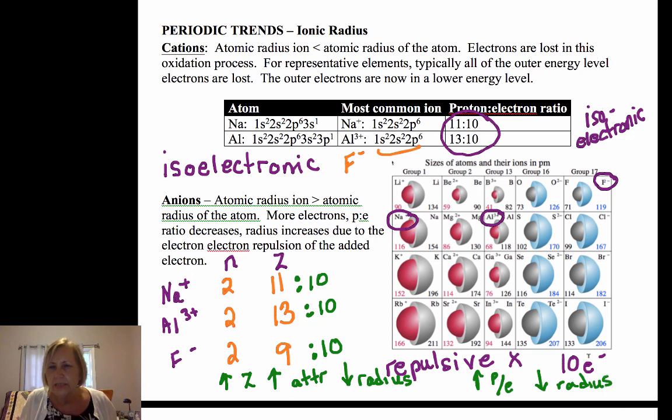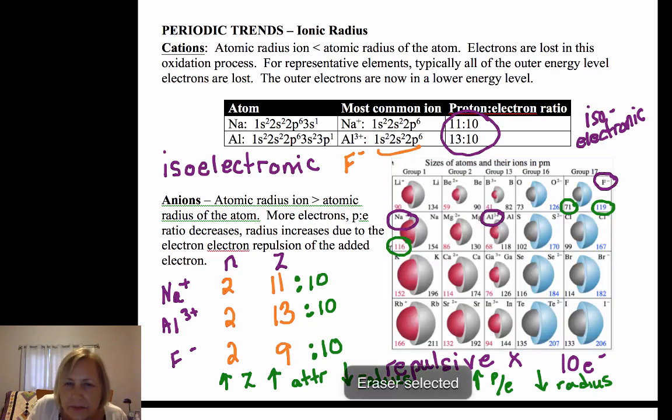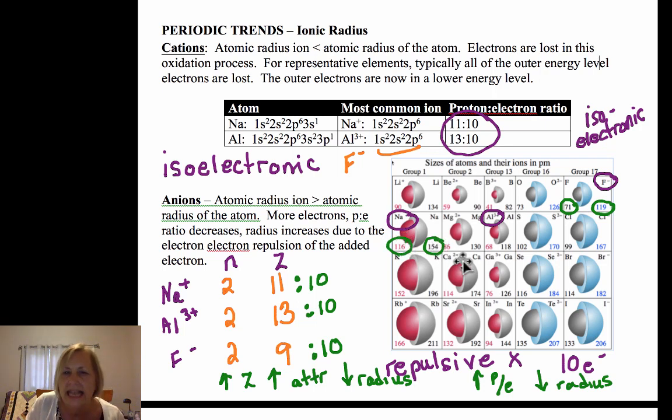So let's look at this picture I snagged. We've got fluorine with 71. Remember, anions become bigger because of that repulsion. It's 119. We've got the sodium ion at 116. They had it backwards on here. The sodium atom is 154. The sodium ion is smaller. Cations are smaller than the atom.